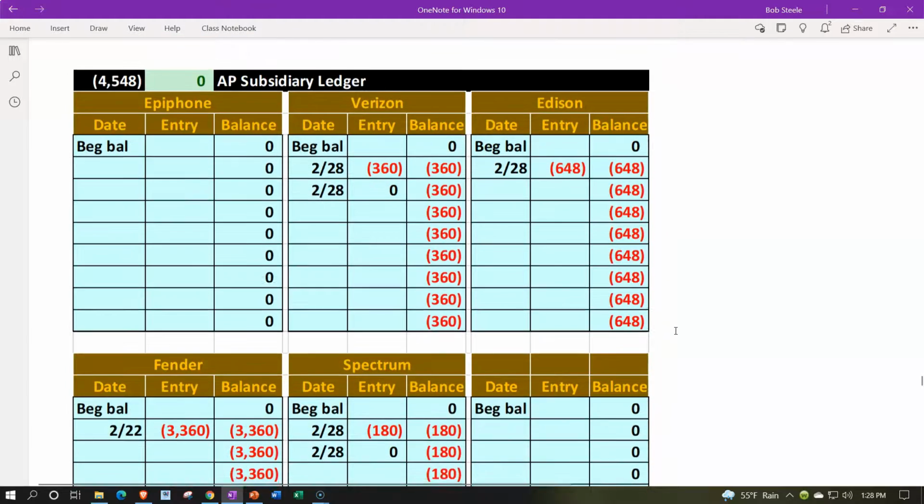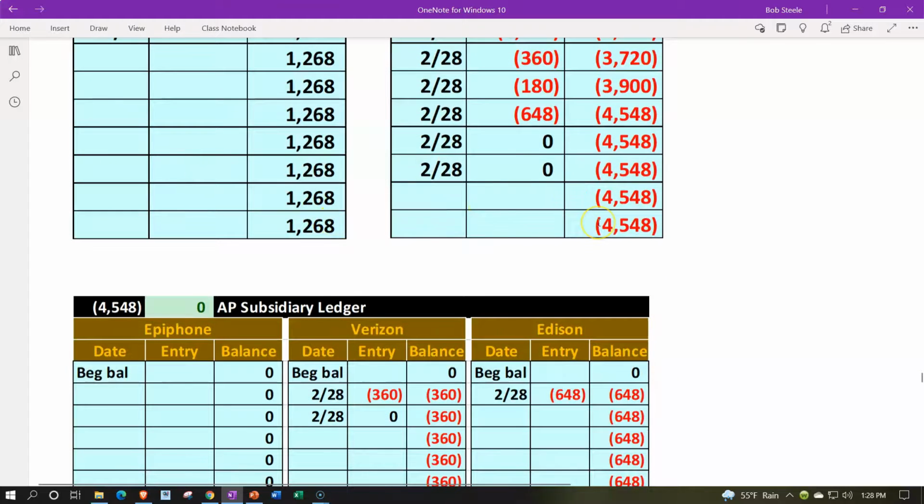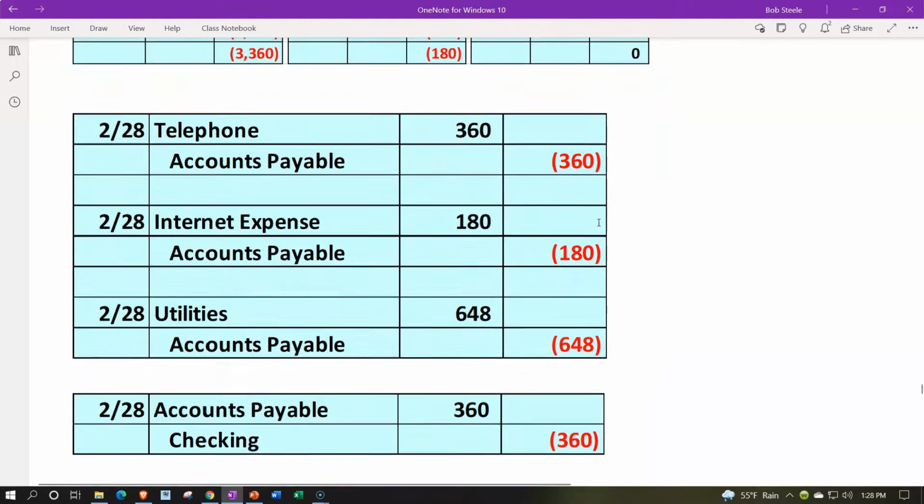Then if we go to the subledger down here, the utility was Edison. Here's Edison increasing the vendor that we owe. If we add up all of these items, it adds up to the 4,548 in the subledger, tying out to what's on the GL and the trial balance.